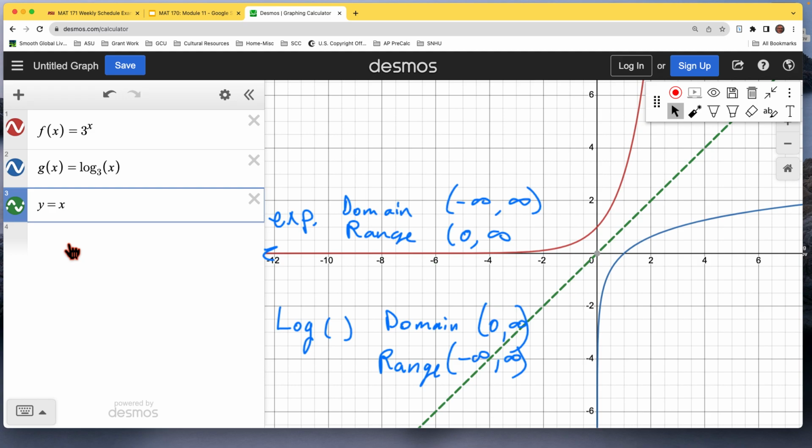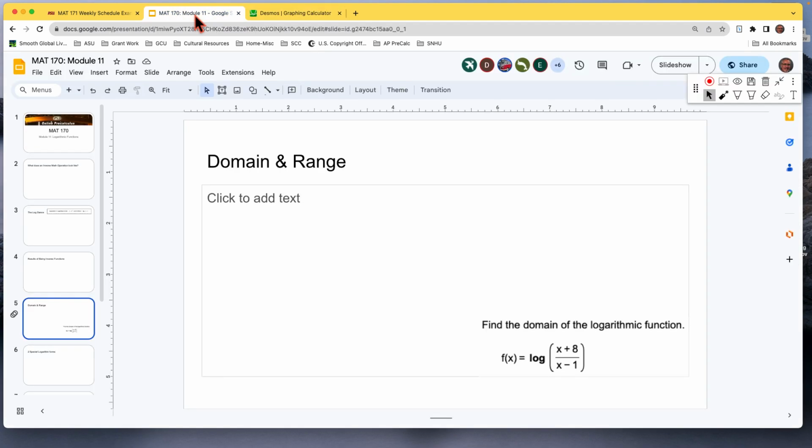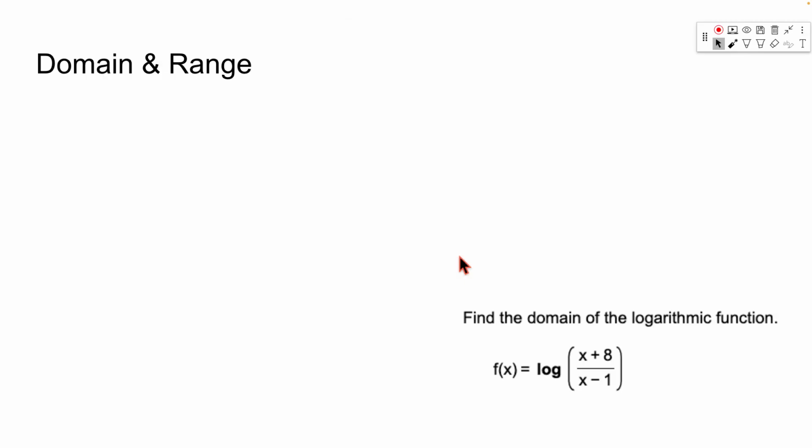Doing good so far? Again, this is an overview of logarithms. We'll get to actually manipulating logarithms later. Oh yeah, I almost forgot about that one. There's actually a homework problem which asks us to find the domain, or at least just the domain, of this one. So what would I do to find the domain of a logarithm?